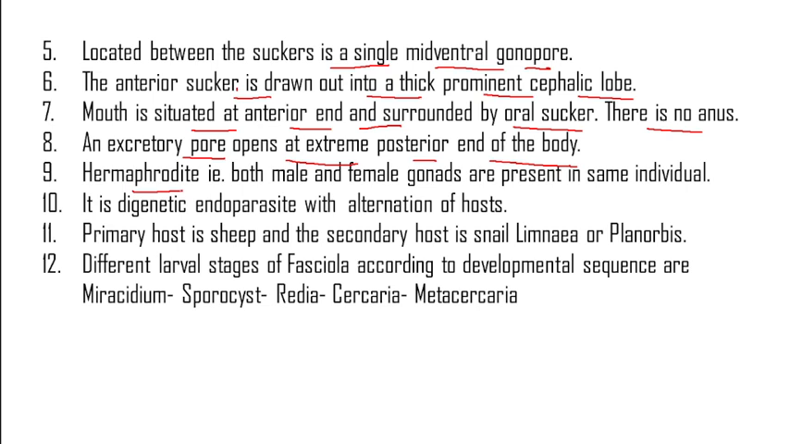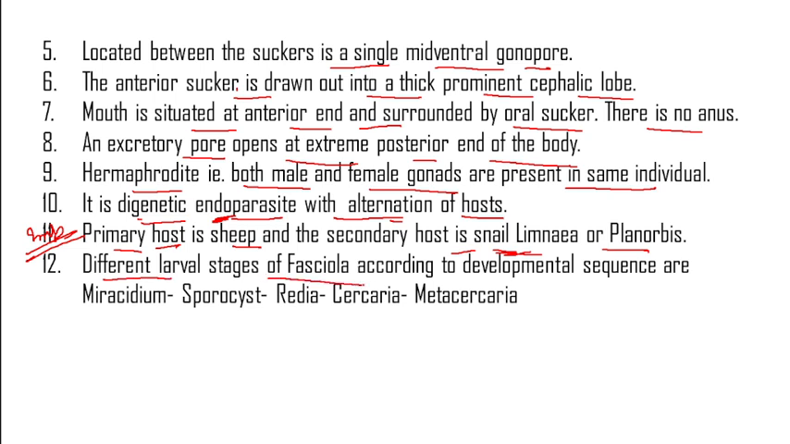It is hermaphrodite. It means that both male and female gonads are present in the same individual. It is digenetic endoparasite with alternation of host. Digenetic का मतलब होता है कि it lives on two hosts. ठीक है, endoparasite है इसका मतलब ये parasite body के अंदर रहता है host की. Primary host is sheep and secondary host is snail. You have to remember, this is the most important point. इसका primary host है sheep and secondary host is snail यानी Planorbis.